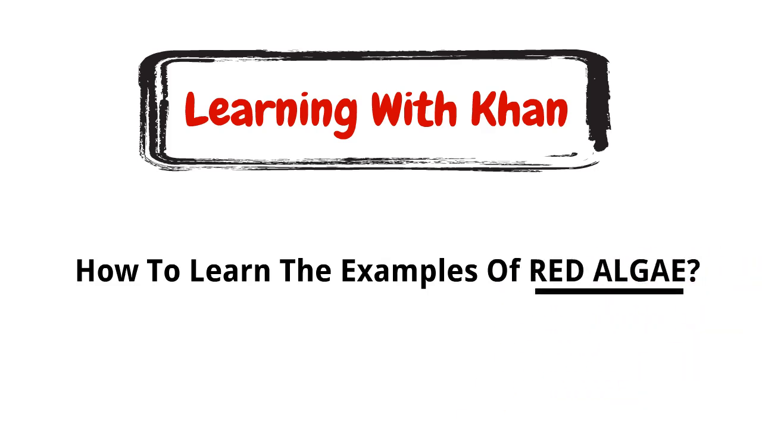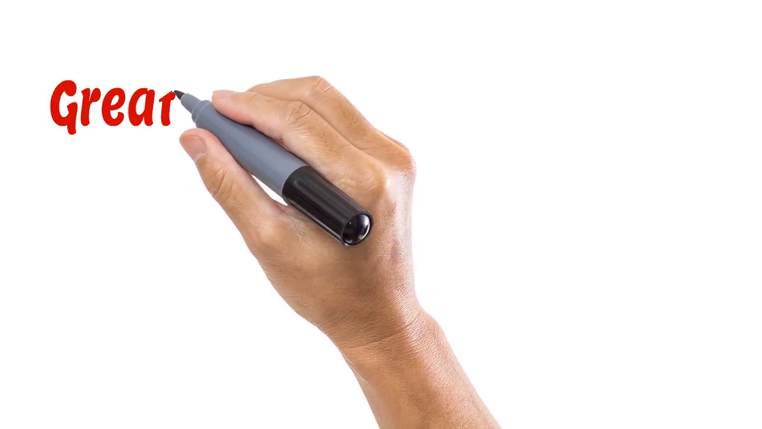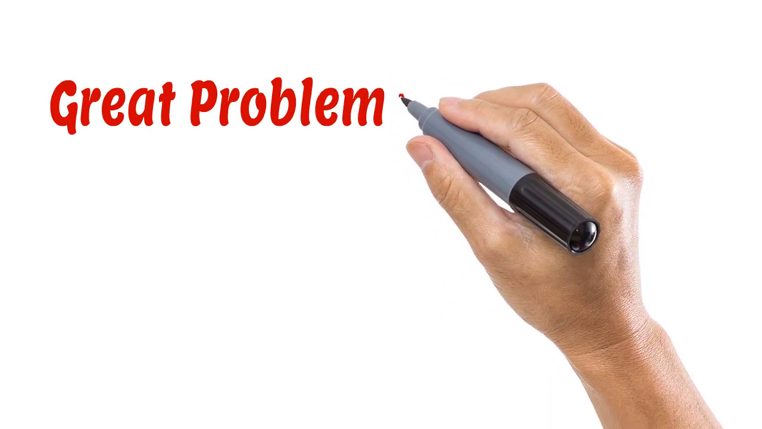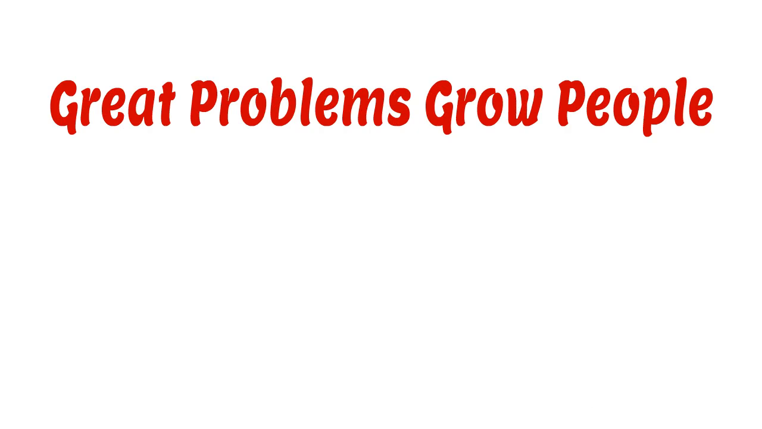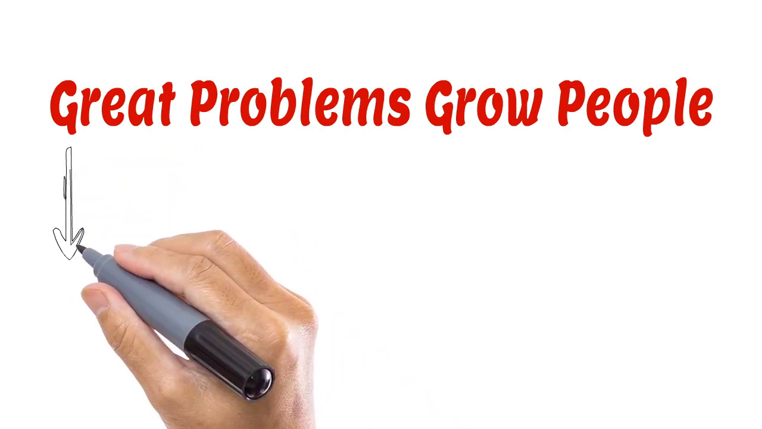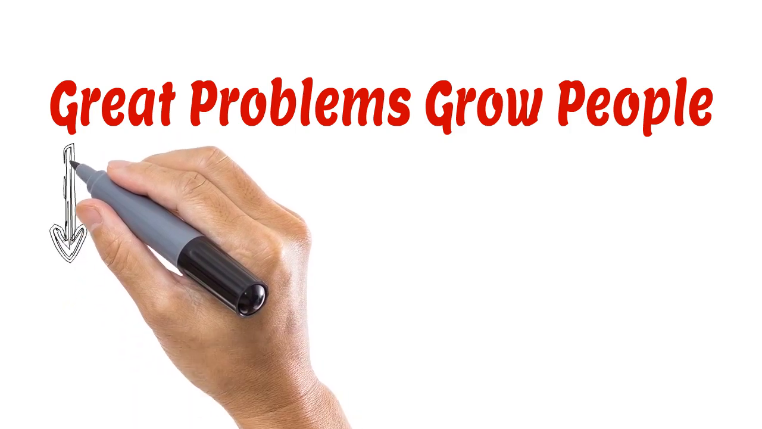Now we have a super easy sentence to remember all the examples of red algae or Rhodophyceae, that is "great problems grow people." Obviously, problems help us to grow. So here, what is the trick? The first letter of four words in this sentence expresses the four examples of red algae.